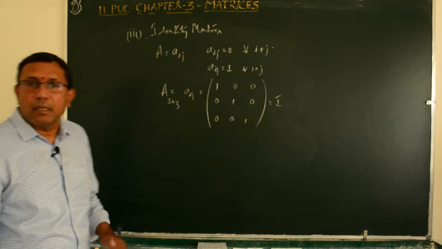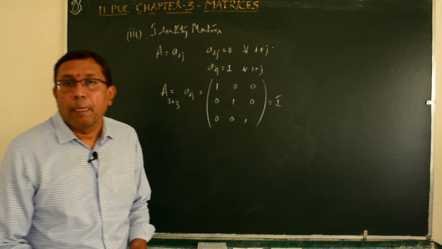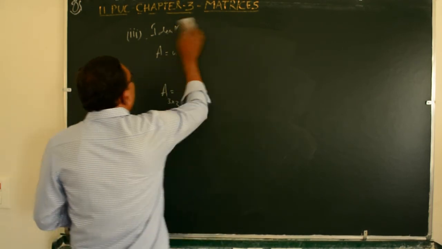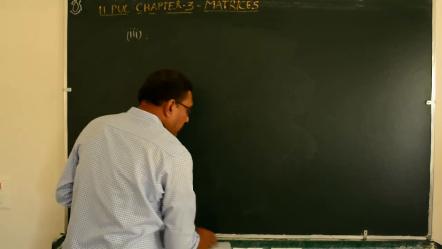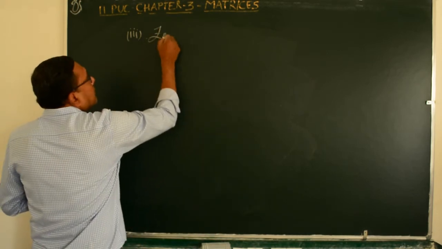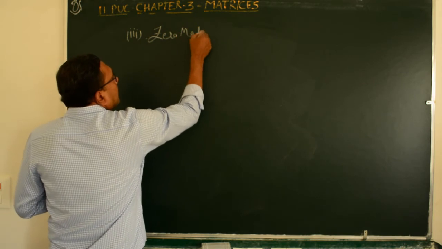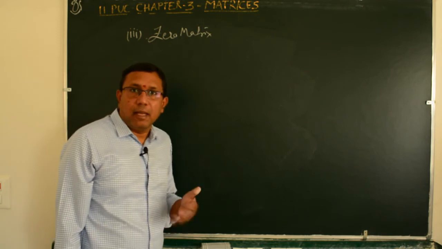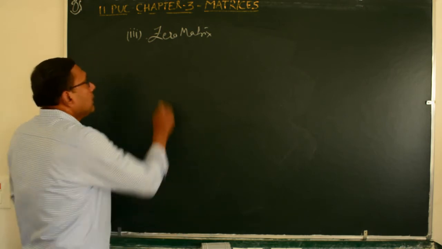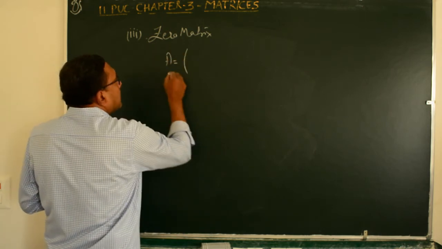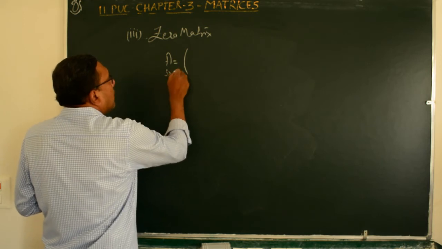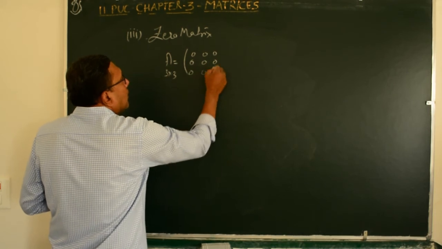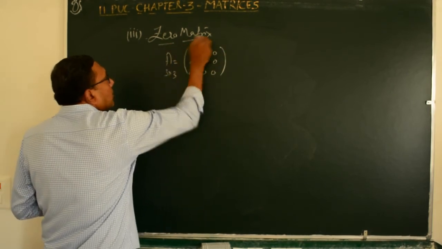So these are all the types of matrix, and there is also one matrix which is important, which is the zero matrix. A matrix that has all entries or elements equal to 0 is called a zero matrix. Let us take 3 by 3 order: 0 0 0 0 0 0. It is called a zero matrix.